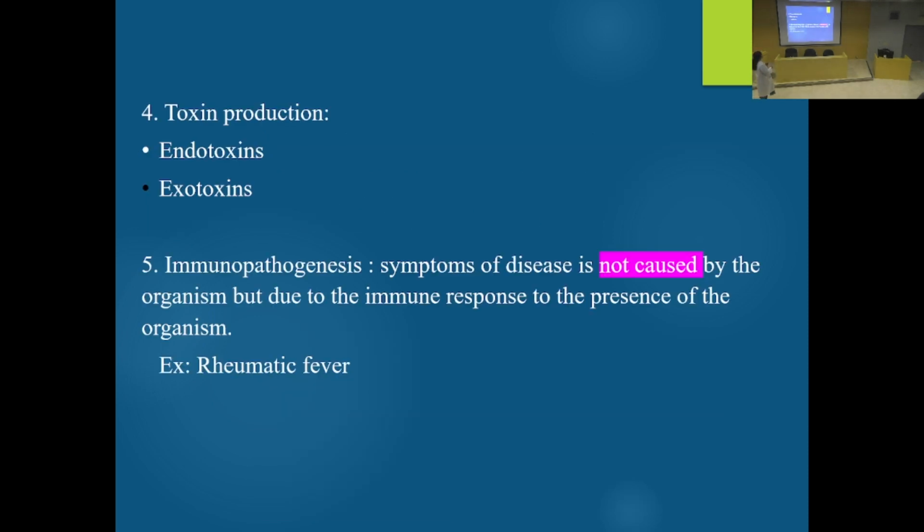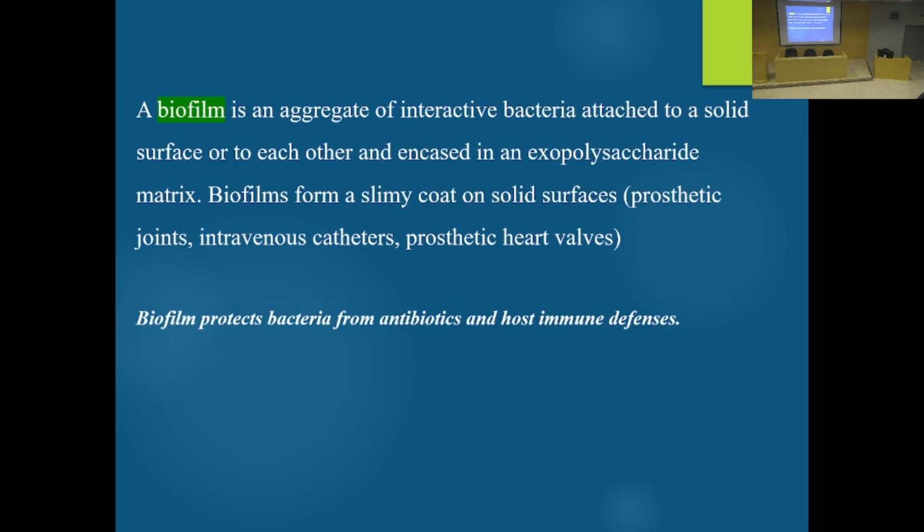So coming to toxins, I have already mentioned endotoxins, exotoxins, immunopathogenesis. So what do you mean by immunopathogenesis? So here the symptoms of the disease are not caused by the organism, okay, but how? It is due to the immune response to the presence of the organism. Okay, so that's called immunopathogenesis. An example of that is rheumatic fever, which you will study in detail in your further units.